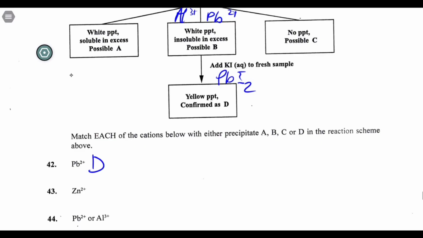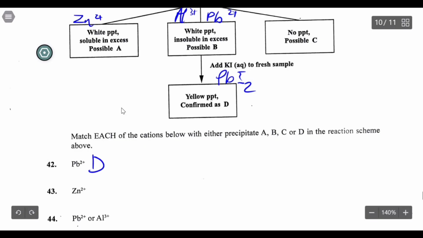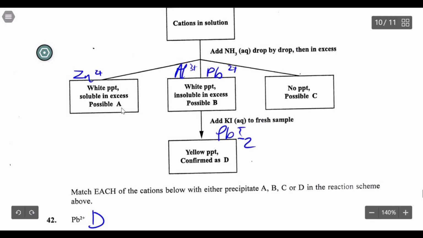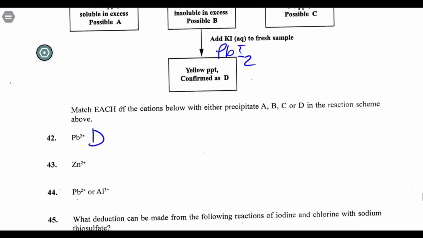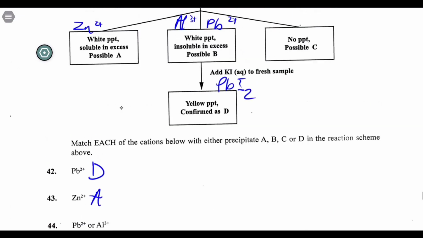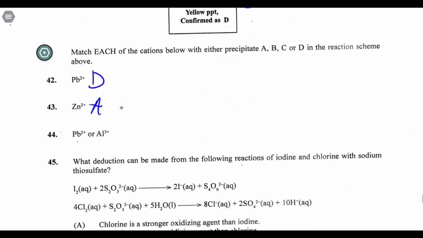All right. Now for the Zn2+, the zinc, this would be a white precipitate when ammonia is added, and in excess it's soluble. So this would be A. And for Al3+, as I said, we didn't know, so that would be B.